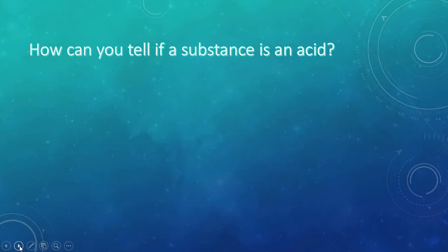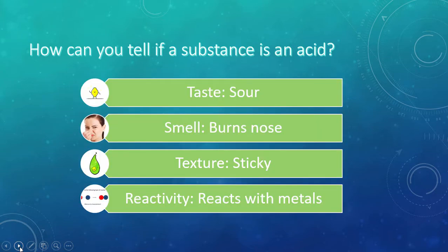So how can you tell if a substance is an acid? I want you to take the example of lemon juice. Lemon juice has a very sour taste. Now, lemon juice is a weak acid. If you have a strong acid, the smell will most likely burn your nose and throat. Textures of acids tend to be kind of sticky and they react quickly with metals.